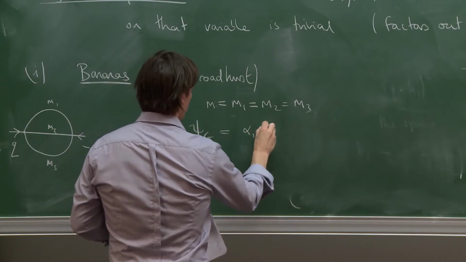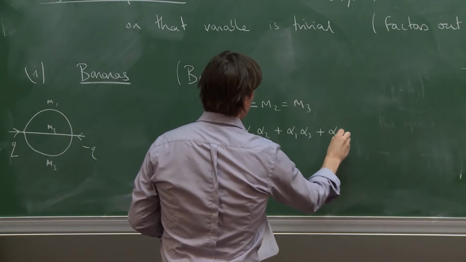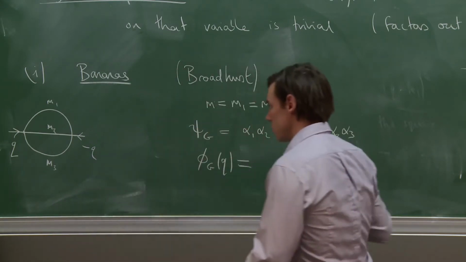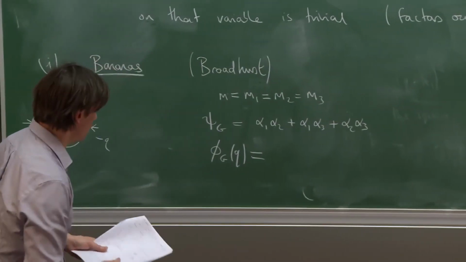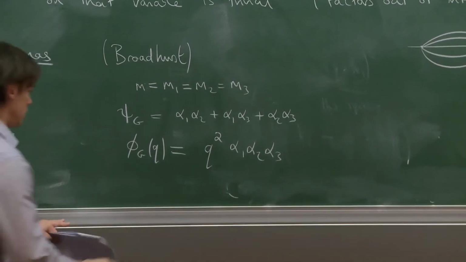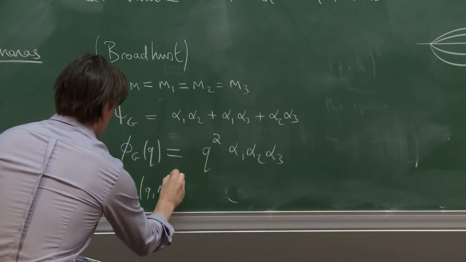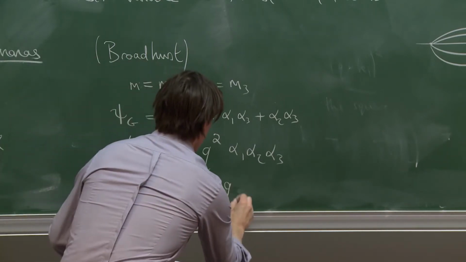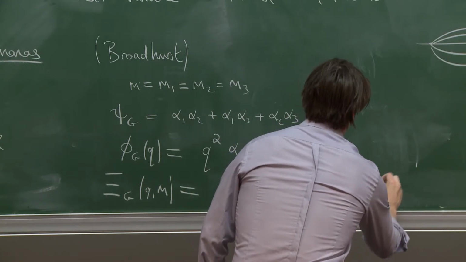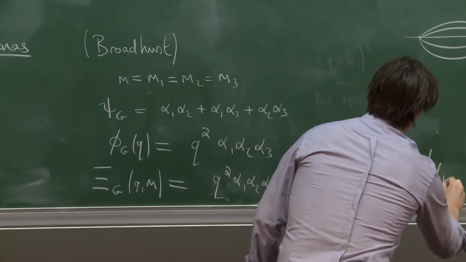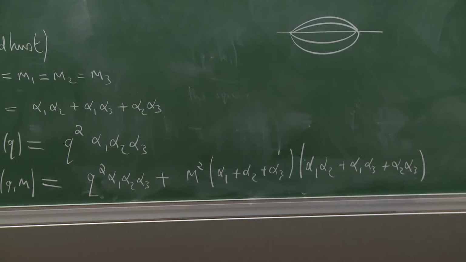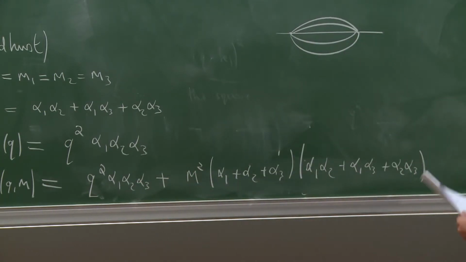So the graph polynomial is this: alpha 1 alpha 2, plus alpha 1 alpha 3, plus alpha 2 alpha 3. The second graph polynomial, so these are all good exercises to revise the definitions of the graph polynomials I gave earlier. This is q squared alpha 1 alpha 2 alpha 3. And this polynomial xi gives this equation: q squared alpha 1 alpha 2 alpha 3 plus m squared (alpha 1 plus alpha 2 plus alpha 3) times (alpha 1 alpha 2 plus alpha 1 alpha 3 plus alpha 2 alpha 3), which is very nice and symmetric and defines a beautiful family of cubics.